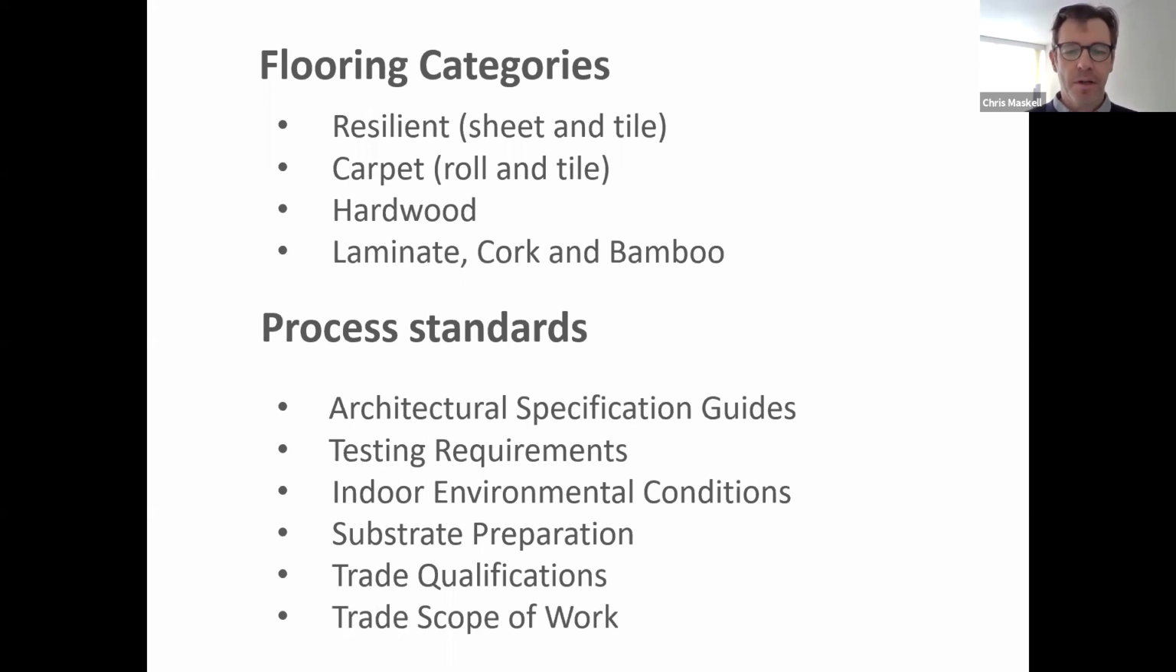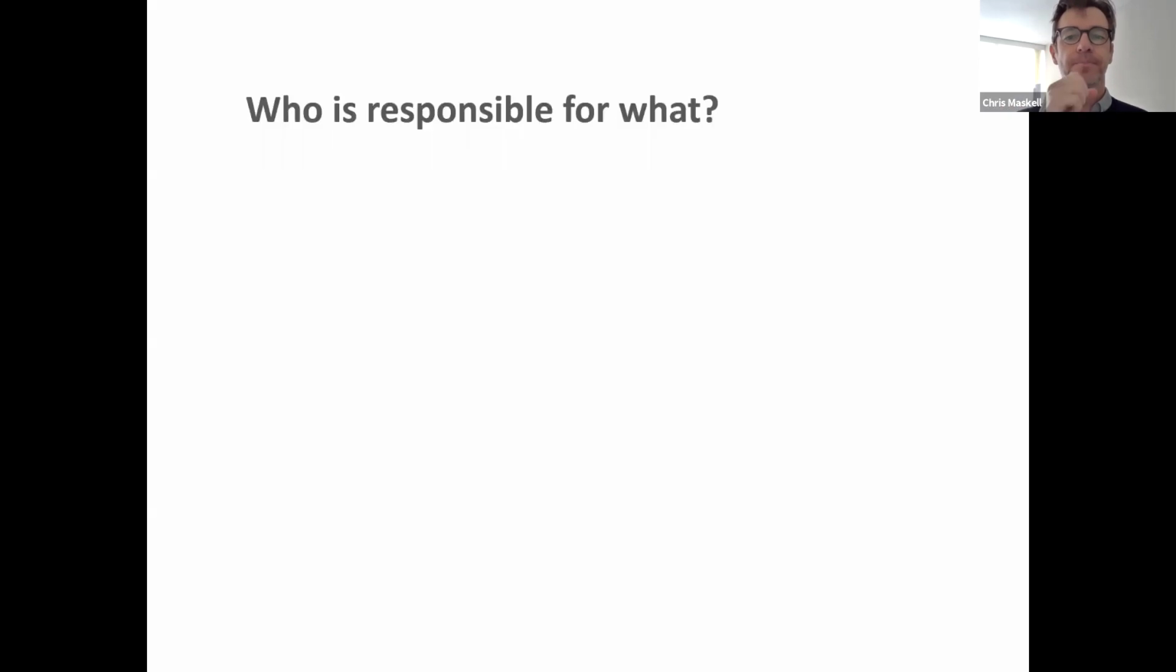That's all spelled out in the manual. And trade scope of work is very important. Work included as a standard for the floor covering installer, and work excluded, which would fall under the umbrella of the general contractor or the building owner to carry out that work. There's very clear guidelines, and we'll look at some of them as we go through the presentation. So who is responsible for what?